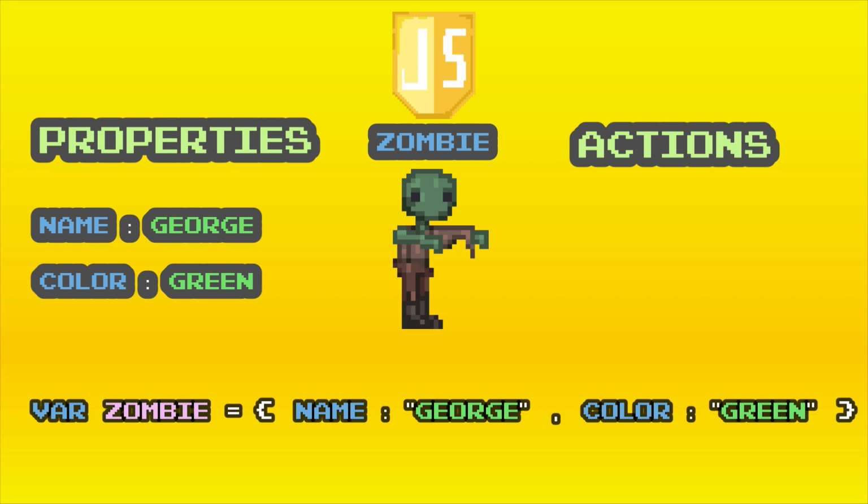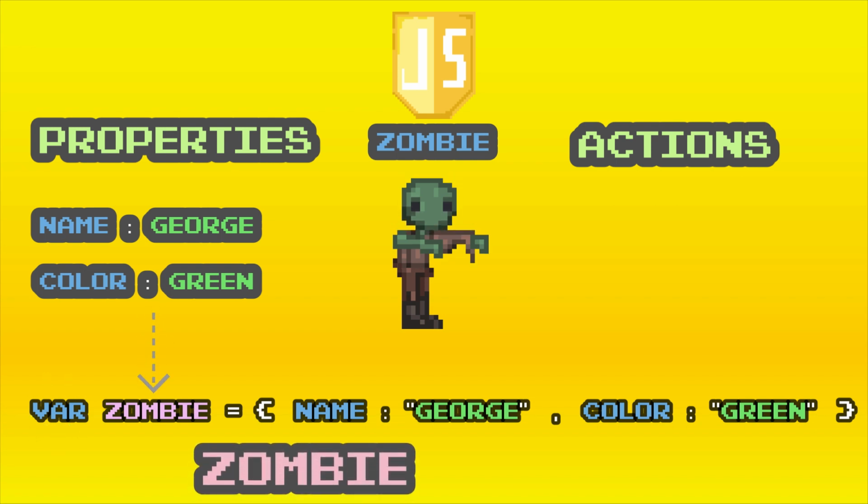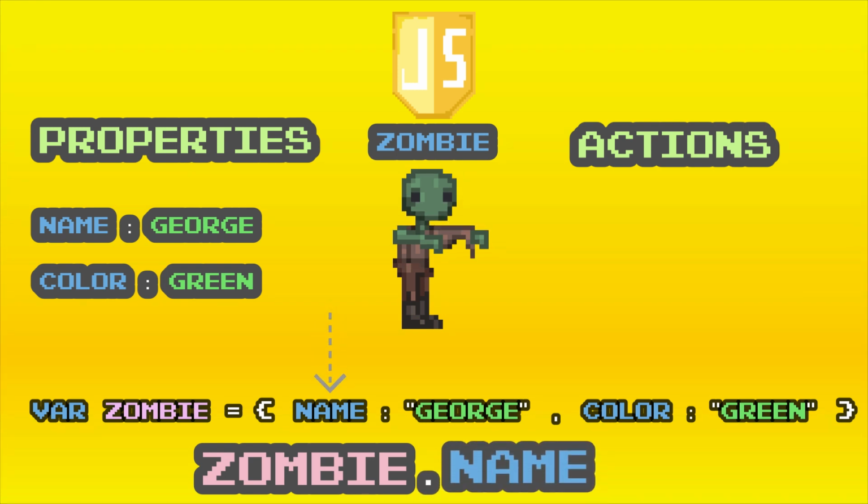Let's ask for the zombie's name in JavaScript. Write our object name, which is also a variable. Place a dot. And write the first property, which is the name of the zombie. JavaScript finds the value of the property and gives us the name, George.